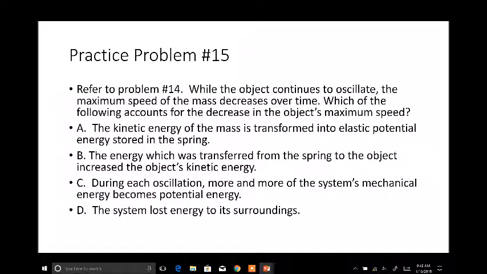All right, so on number 15, while the object continues to oscillate, the maximum speed of the mass decreases over time. Which of the following accounts for the decrease in the object's maximum speed? So if the maximum speed is decreasing, that means that there's some mechanical energy that's being lost. And it's not in the spring, it's being lost to the environment, to the surroundings. So the only answer here that makes any sense for number 15 is D. The amount of mechanical energy of the system is decreasing, probably due to friction. So in this case, the spring would not be an ideal spring.